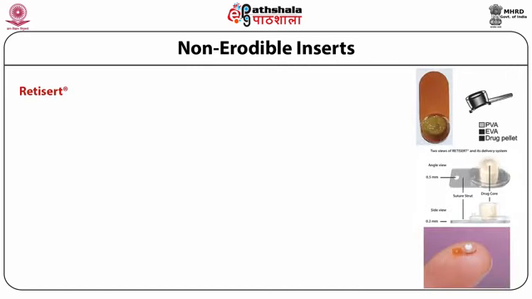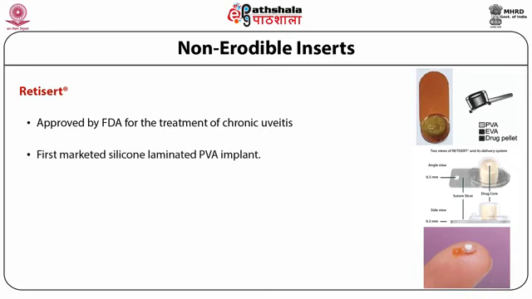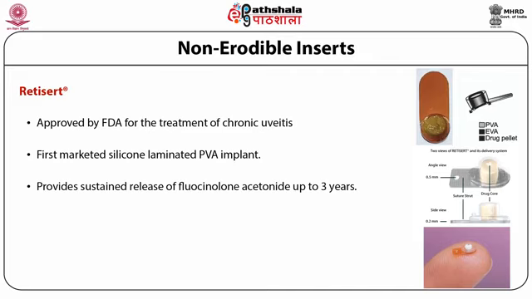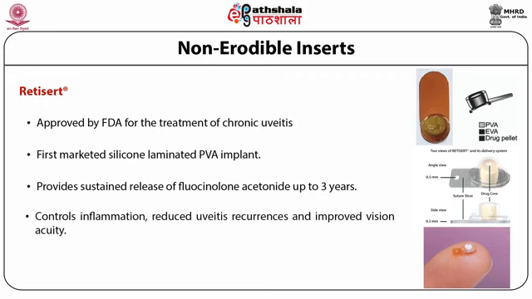Now the next one is the Retisert. Retisert is an FDA-approved intraocular device which is used for the treatment of chronic uveitis affecting the posterior segment of the eye. It is a silicon-laminated polyvinyl alcohol implant which is designed to release fluocinolone acetonide in a sustained manner for up to 3 years. It helps to reduce uveitis recurrences, control the inflammation, and improve visual acuity. The associated side effects are cataract and elevated intraocular pressure.